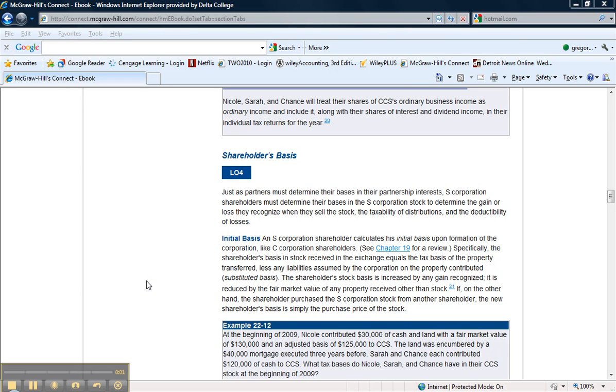Same basis issues basically exist for S corporations that existed for partnerships. That is to say, shareholders in S corps have to compute their basis amounts just like partners do in their partnership interest. And there's also an initial basis scenario that is very similar to that of partnerships, although it goes back to the corporate rules from way back when we talked about corporations and how you handle shareholders contributing assets to form a corporation. But we've covered some of this stuff before.